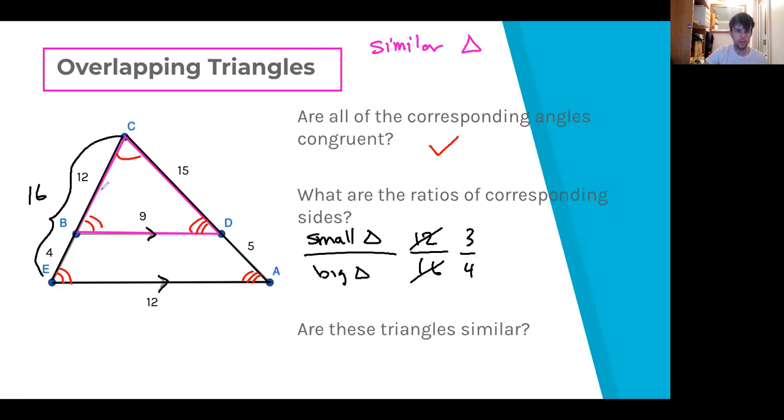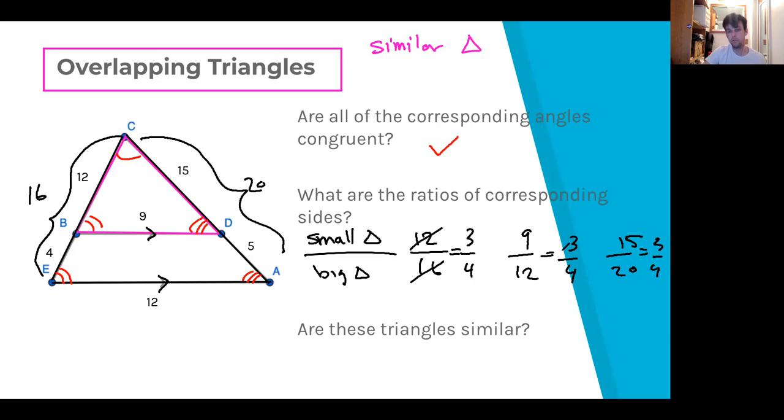Cool. Let's go ahead and write the other ratios. We have 9 over 12. Those sides would correspond. 9 over 12. Also reduces to 3/4. Divide those by 3. So far, so good. And then we have 15 over the whole side here, 20. 15 over 20. Which again, is going to simplify to be 3/4. Divide those by 4. So yeah, these are similar.